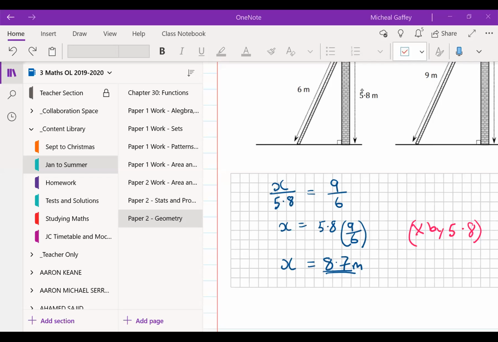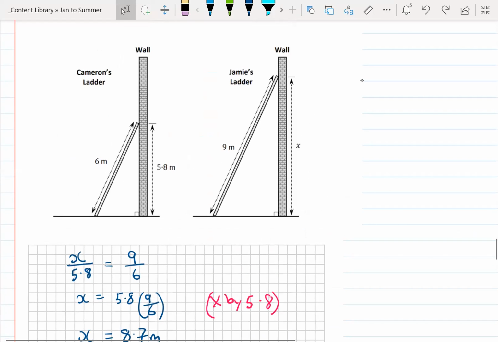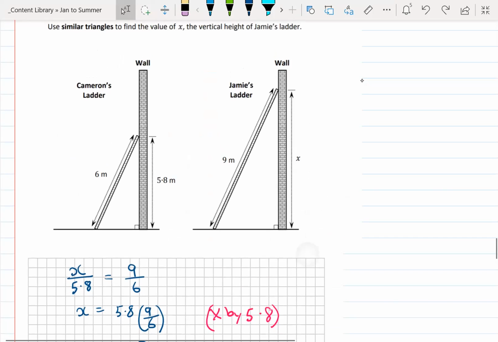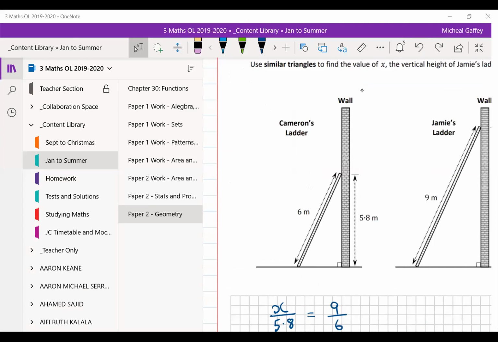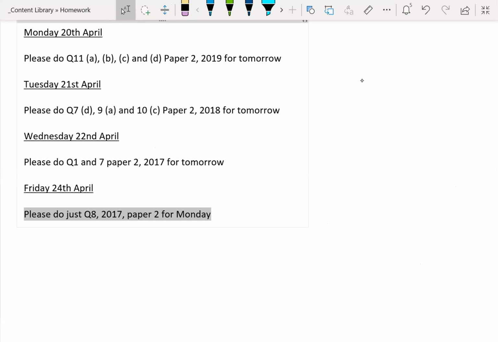Hi guys. A couple of you were asking about this question from the homework. It was question 10C, Tuesday's homework, paper 2, 2018. Okay, so I am talking about this one.